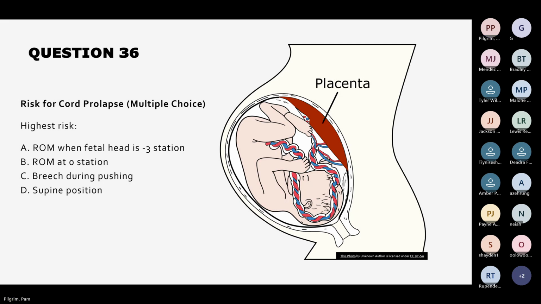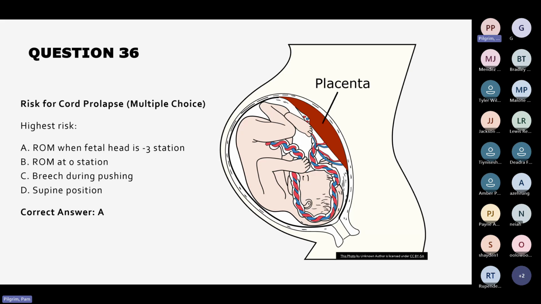All right, so risk for cord prolapse. What is the highest risk for a cord prolapse? What do you guys think? Okay. We're going to talk through this one a little bit.